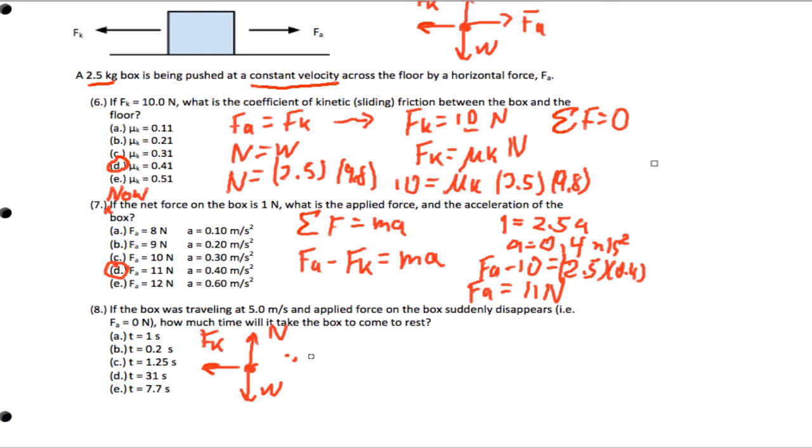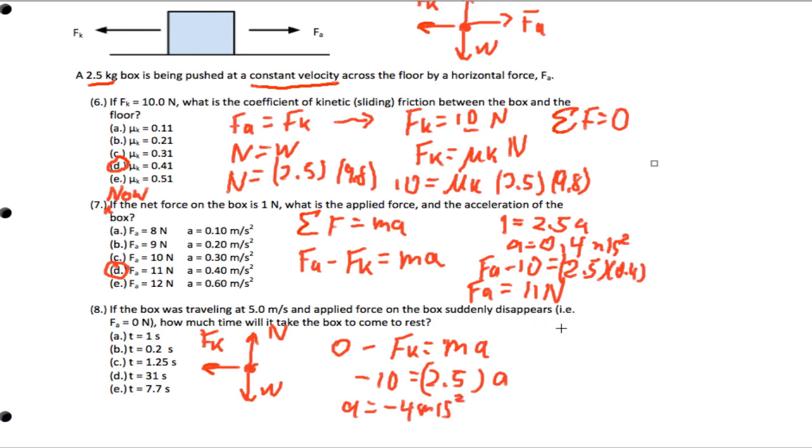So I still have unbalanced forces since I'm going to accelerate, but this time coming to rest is a form of acceleration. I'll have 0 minus the kinetic friction, 0 because the applied force is now 0, equals m times a. So I'm going to have negative 10 equals 2.5 times a. We're going to get a new acceleration, which is negative 4 meters per second squared. And now I can get the time it takes to rest as v equals at plus v naught, or 0 equals negative 4 times t plus 5, the initial speed, and 0 is the final speed because that comes to rest. And so I'm going to get 1.25 seconds as my answer for number 8.